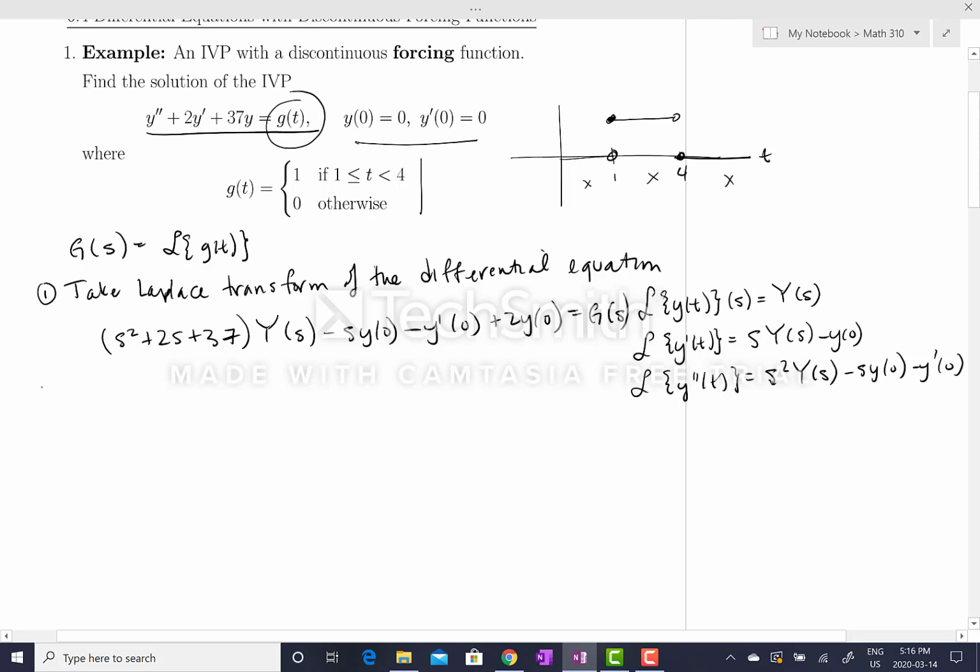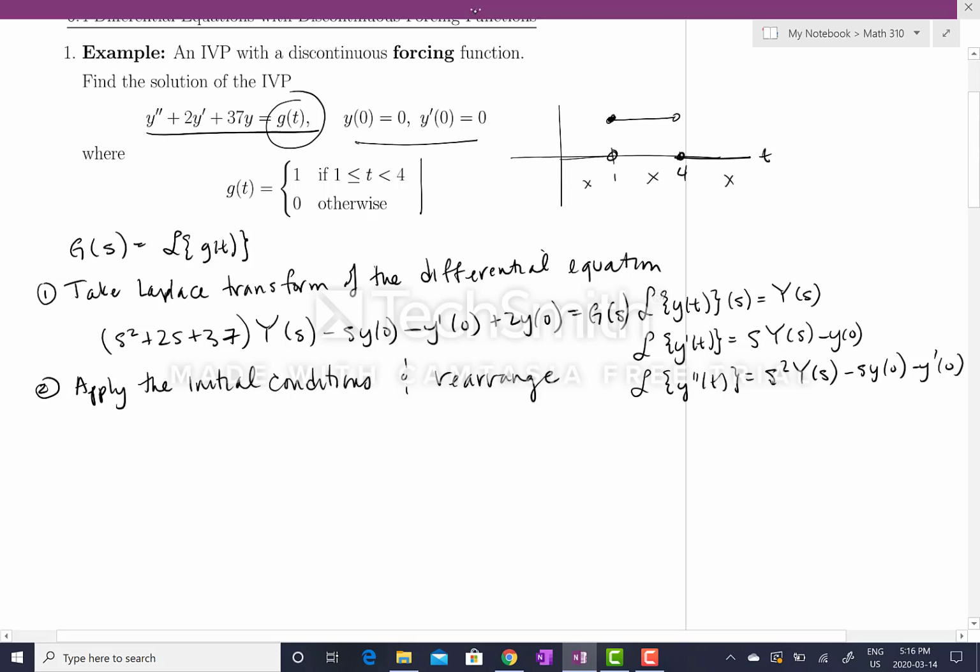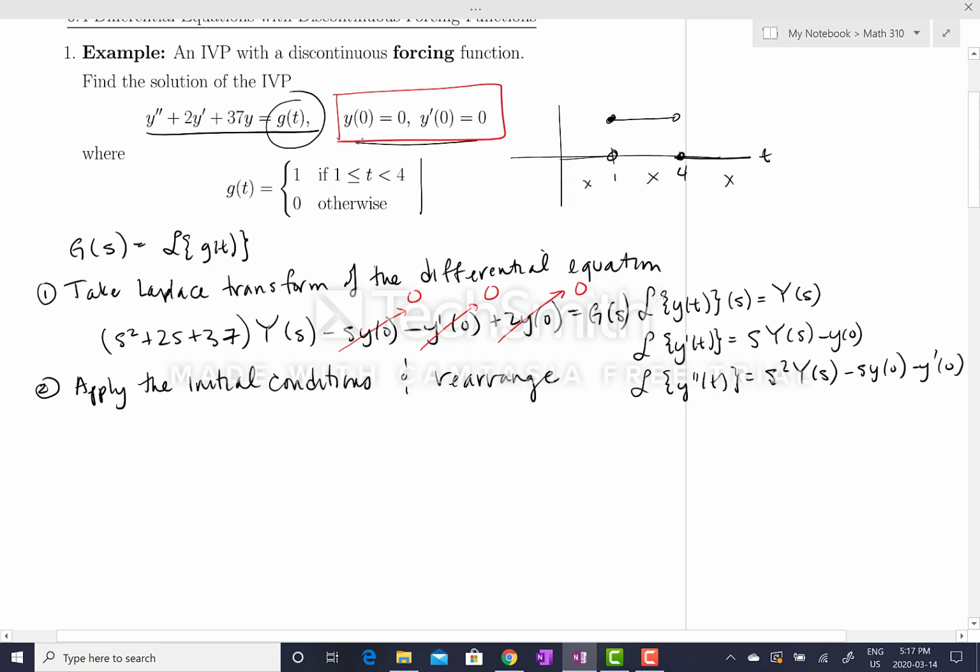Then step 2, we apply the initial conditions and rearrange. In this case, the initial conditions are 0, which makes the algebra nice and easy. So this thing here is 0, this here 0, this here 0. That is a result of these initial conditions sitting right here. We know that y of 0 is 0 and y prime of 0 is 0.